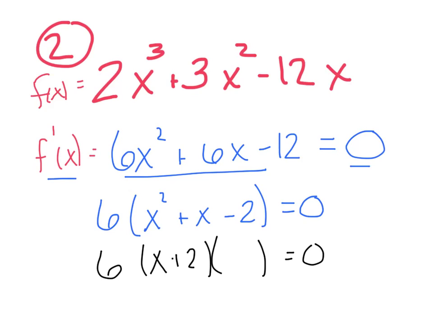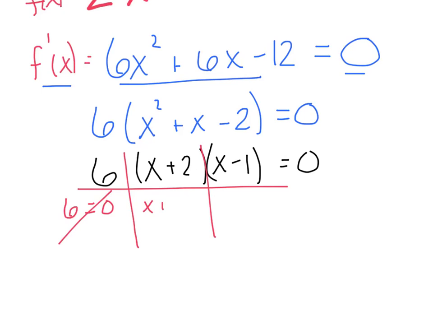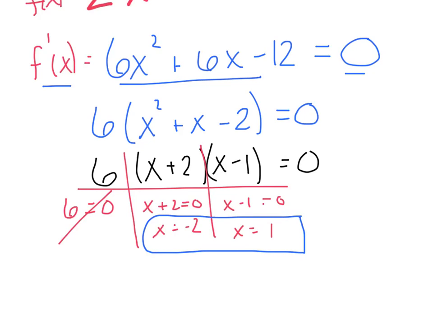6 times x plus 2, x minus 1. If I tee that up, watch all 3 pieces. Does 6 equal 0? Does that make any sense? Of course not. Here I get x plus 2 equals 0, so x equals negative 2. And x minus 1 equals 0, so x equals 1. So I actually have 2 critical points in this example. This, of course, got rejected.